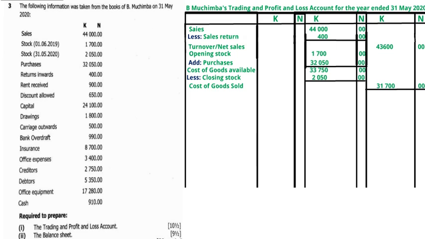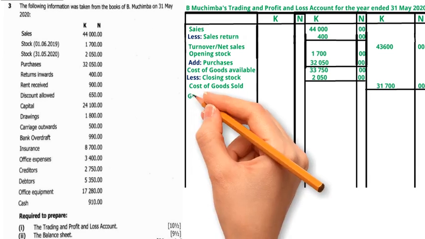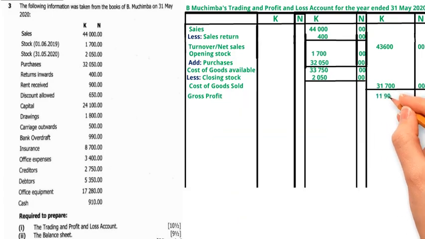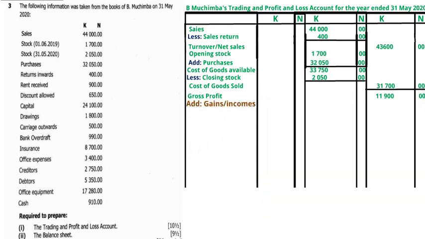I'm going to punch 43,600 minus 31,700, which will give me 11,900. This is gross profit. So I'm going to write gross profit is equal to 11,900. Gross profit is 11,900. Now, once I've done this, I'm going to add the gains and the incomes.